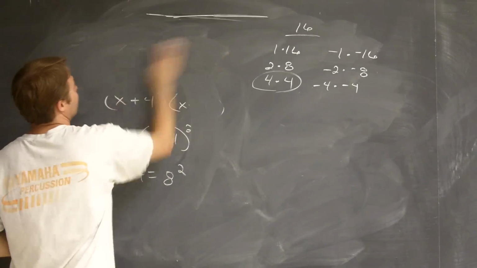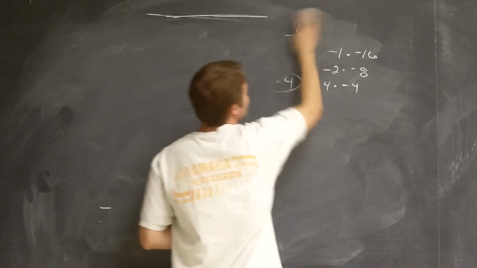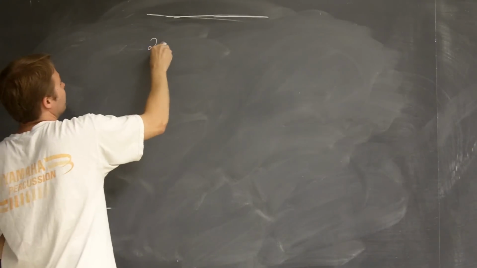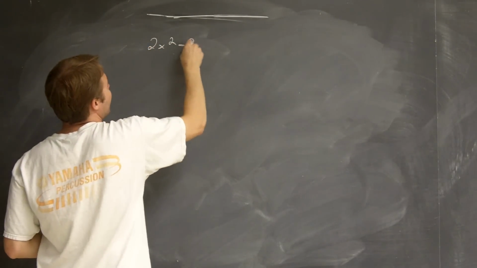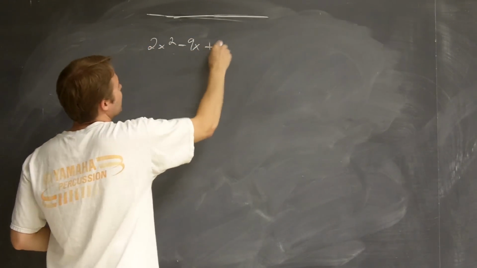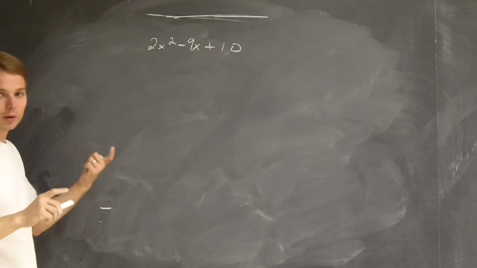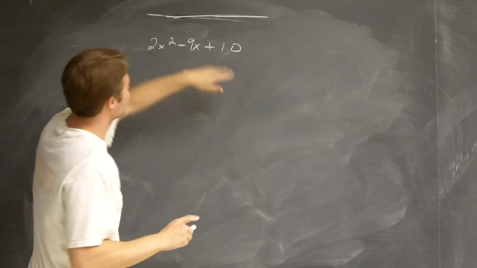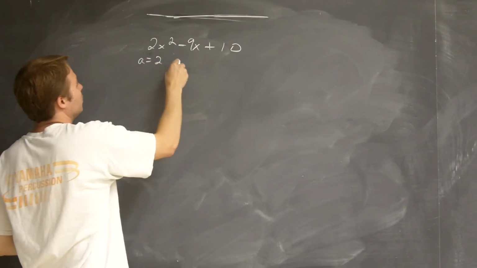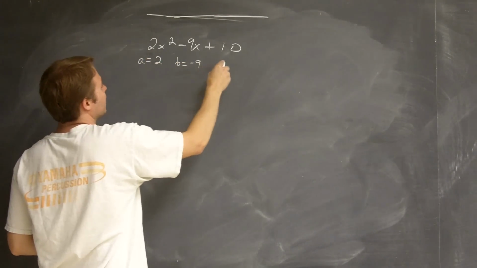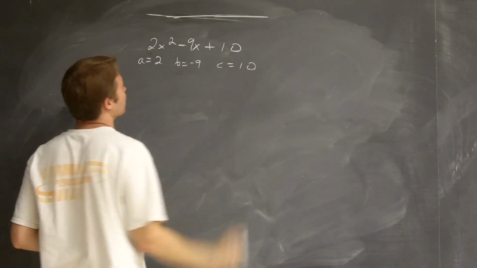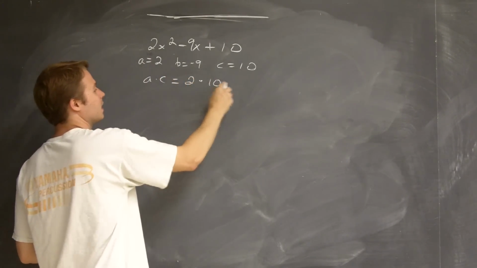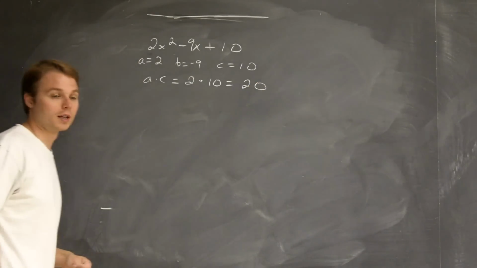So let's look at the case where the leading coefficient is not a 1. We have a couple extra steps in this regard. So 2x squared minus 9x plus 10. The first step we always want to do here, as you can see in the notes as well, it has this outline. Take a times c. In this case a is equal to 2, b is equal to negative 9, and c is equal to 10. The first thing I want to do is take a times c, so this will be 2 times 10, which is equal to 20.